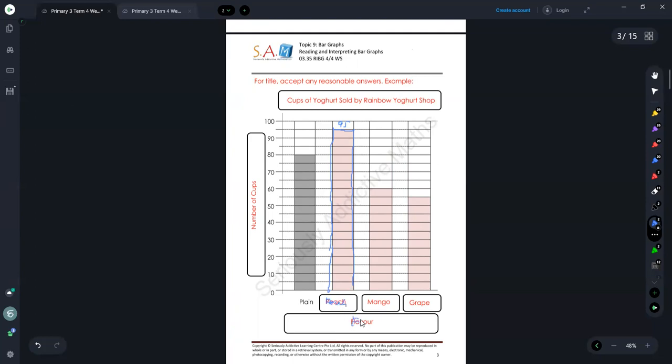Of course, this is the flavor. They have to write the name on the horizontal axis. Next one would be 60. After that, you draw a line and then complete it. And then the other one is the same.